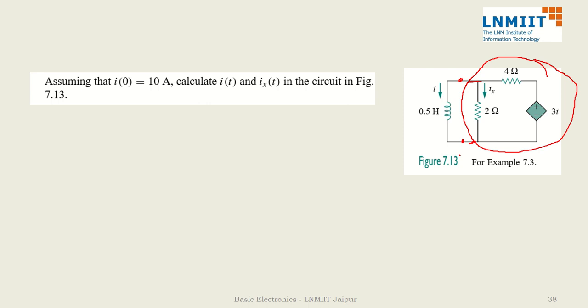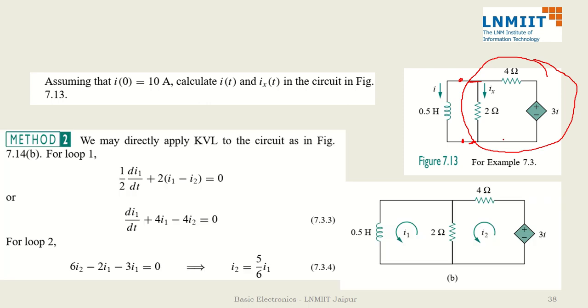Or if you don't want to do that, let me not go by the shortcut way, I will still go with the conventional way. Let me take the complete circuit as it is, and assume this is the I1 and this is the I2 current, and I start writing the KVL equation for loop number 1: 2 times (I1 minus I2) plus 1 by 2 L di1 by dt is equal to 0. So di1 by dt, making the coefficient 1, is this.